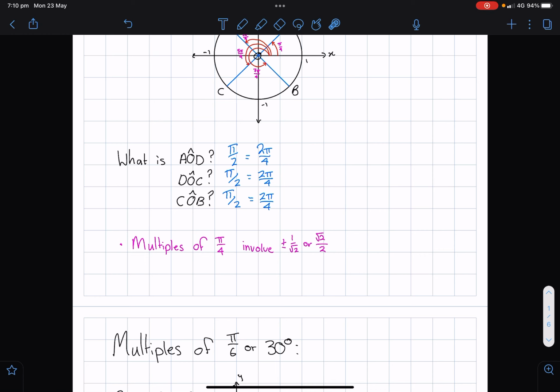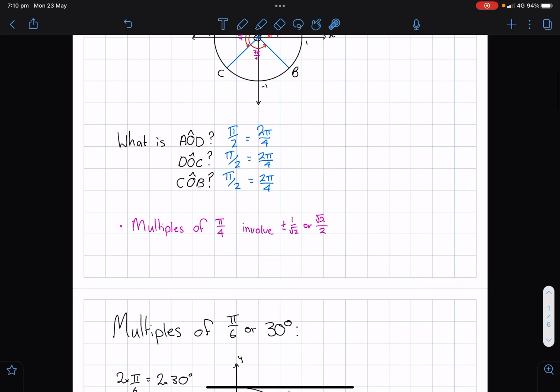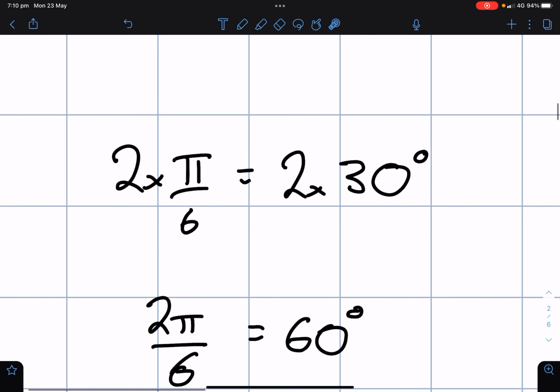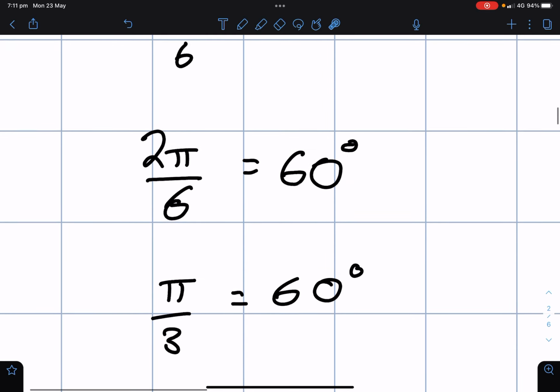Now, multiples of pi on 6 or 30 degrees. Just a quick side note, because hopefully you guys have noticed that there is actually a pi on 3 on the unit circle that we haven't talked about. But pi on 3 is actually a multiple of pi on 6. So pi on 6 is equal to 30 degrees. Multiply both sides by 2. So we get 2 pi on 6 equals 60 degrees. 2 divided by 6 is 1 over 3. So pi on 3 is actually 60 degrees, which is our first multiple of pi on 6.